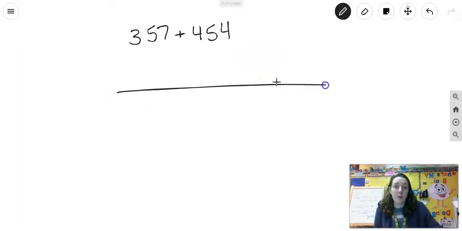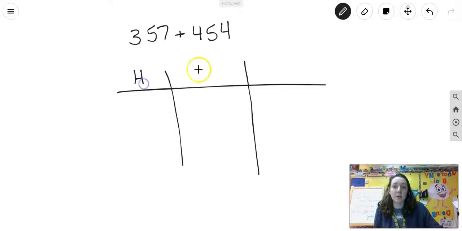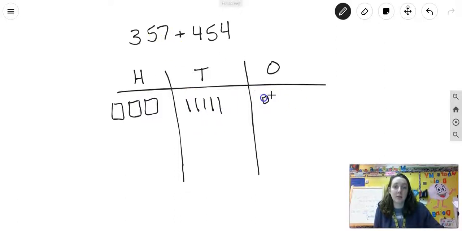All right, we want to have our 3 columns for our ones, our tens, and our hundreds. I labeled them with just the H, T, and O. So 357: 300s, 57, 5 ten sticks, and 7 ones. Remember, I'm going to set up my ones like a ten frame.